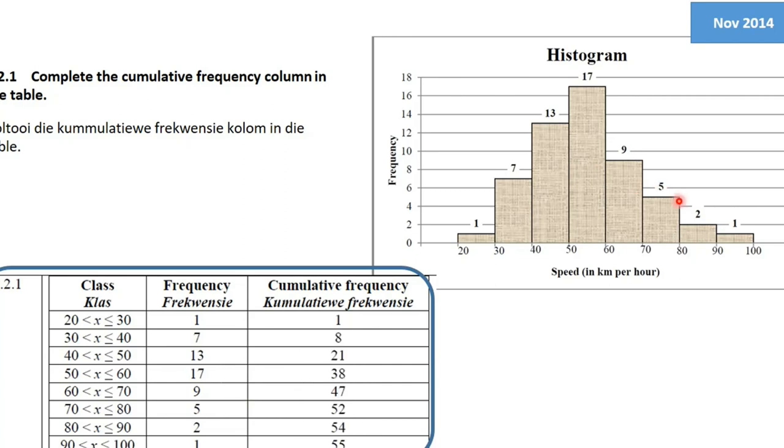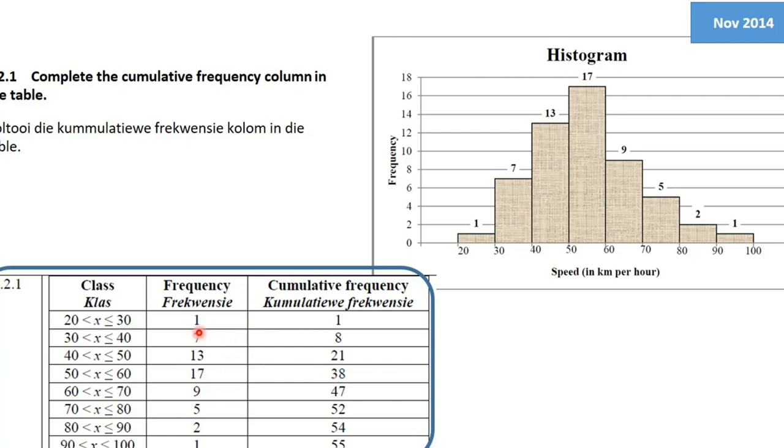So now we can just start. Can you remember that? So 1 is just 1. Then we go 1 and 7, so that's 8. Can you see? And then 1 and 7 and 13 is 21. There are many ways of doing this, but this is what it comes down to. And then it's 1 and 7 and 13 and 17, then it's 38, and so on and so on.